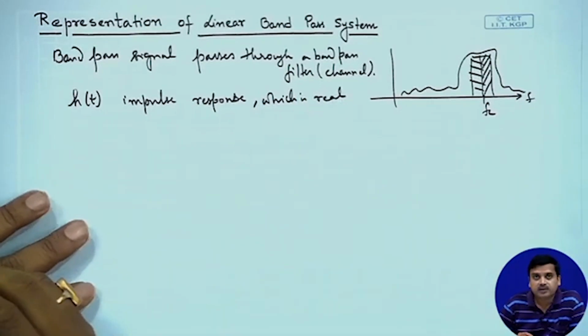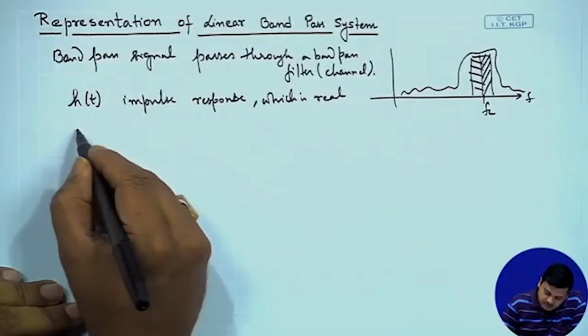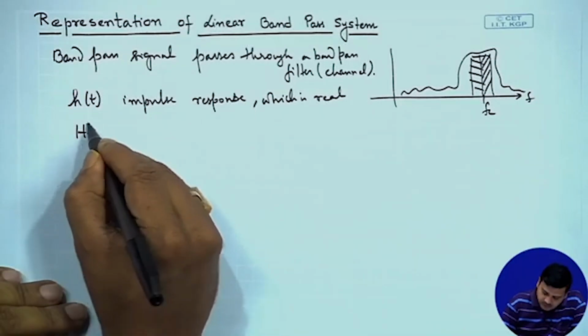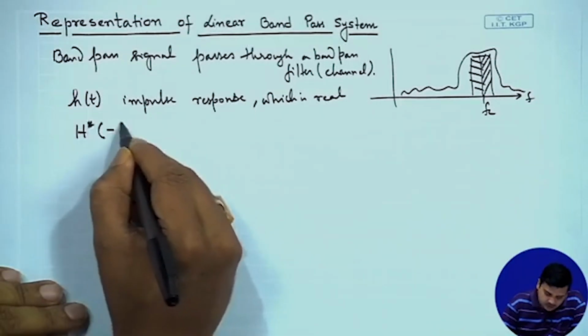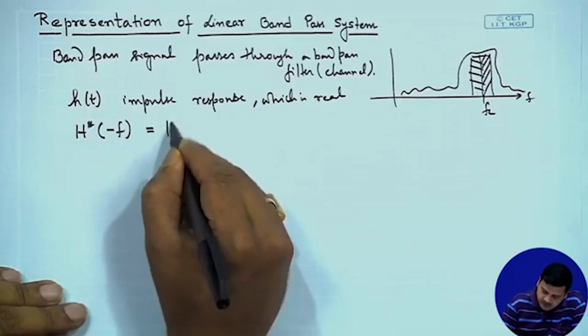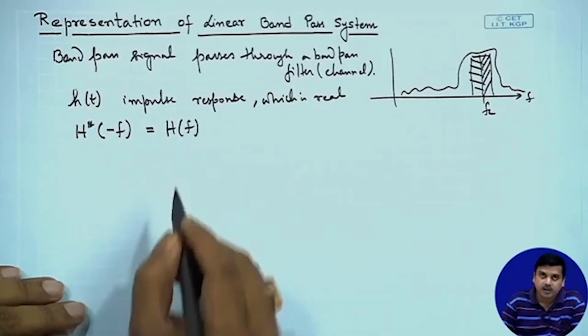Remember, we have said the signal s(t) is real. The real signal s(t) is in the pass band, because in the pass band you don't have an imaginary signal, you have a real signal which passes through a real channel. So h(t) is real, and if h(t) is real, by Fourier relationships we would have H conjugate of minus f equal to H of f. This relationship we had proved earlier when we were looking at properties of Fourier transform pairs.